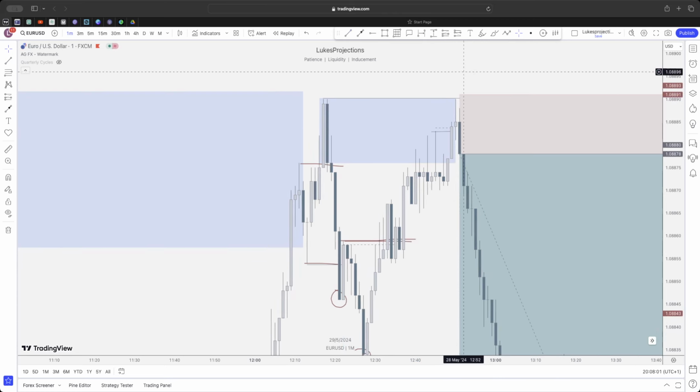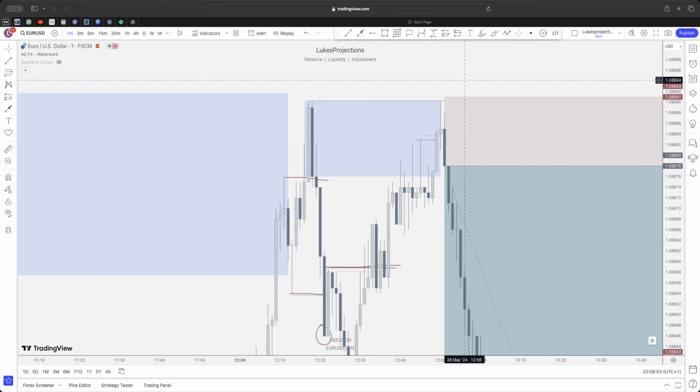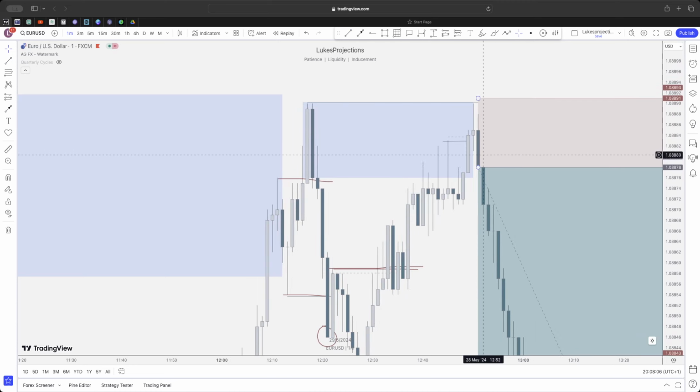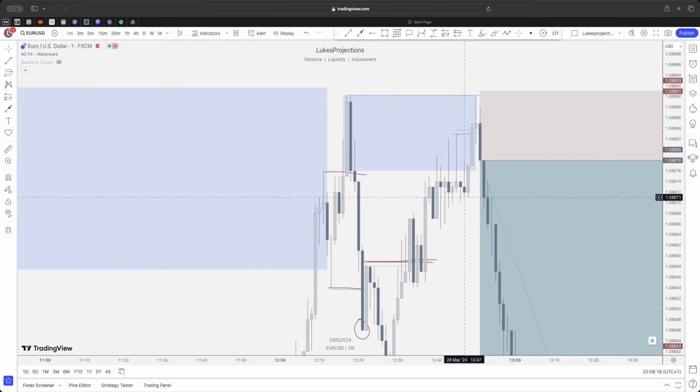So the first thing that we're waiting for before catching the entries, we want to see a candle close with volume in our direction. So the candle closed here, didn't have any volume. The next candle opens, comes up slightly, and then comes down with volume. And as soon as it closes, that's when you can then enter.